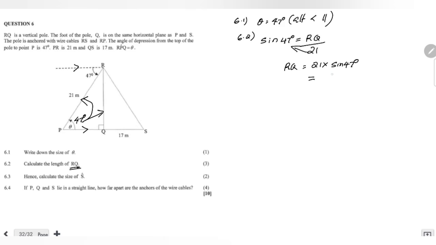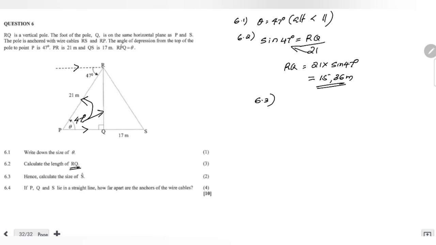21 times sine 47 is 15.36. Okay, always round it off to 2 decimal places, unless it is stated otherwise, okay? Always round it off to 2 decimal places. 15.36 is the answer. Now, the next question is 6.3.